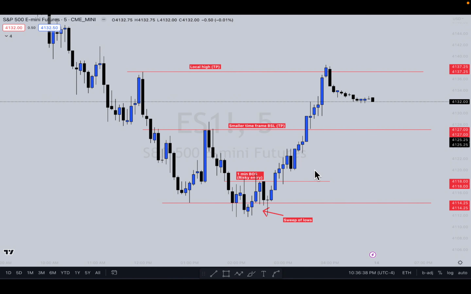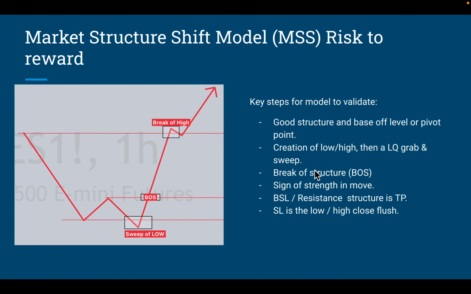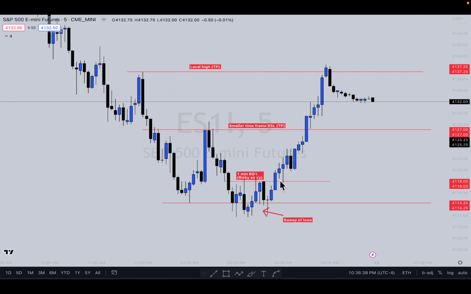And now referencing our model here, like I said, break of BOS, sign of strength and move. This is what we talked about just a little earlier, in the sense that you want to see BOS be strong, right? You want to see the break of structure be strong and close flush. Go to this model here, and you can see through this candle right here, which was the BOS, we saw a very hard and strong candle close above our level here. So that gave us good confirmation.